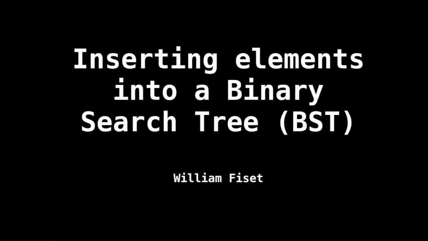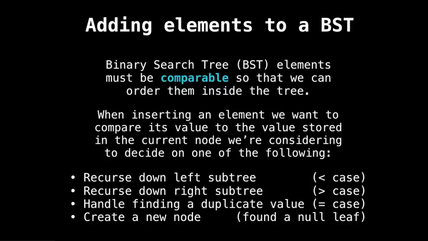Okay, let's have a look at how to insert some elements into a binary search tree. So let's dive right in. First, to add elements to our binary search tree, we need to make sure that the elements we're adding are actually comparable, meaning that we can order them in some way inside the tree. Meaning at every step, we know whether we need to place the element in the left subtree or the right subtree. And we're going to encounter essentially 4 cases.